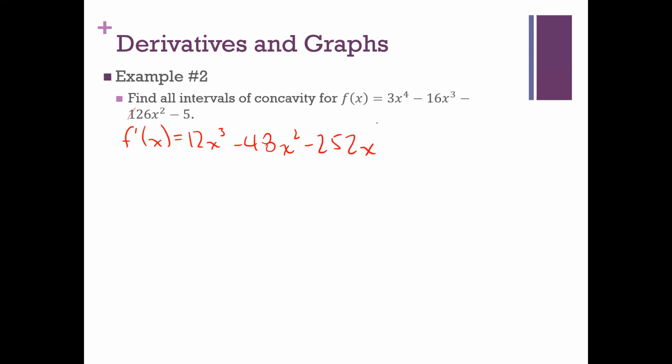All right. Now what? No, do it again. Try to take a derivative. Yeah, let's find a derivative of the first derivative, which is 36x squared minus 96x minus 252.